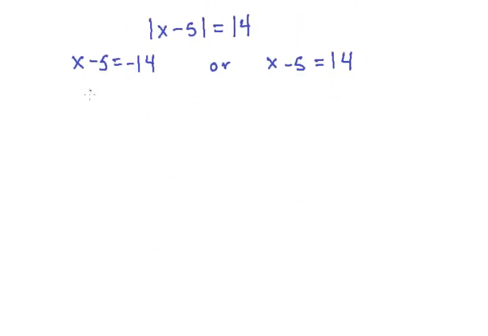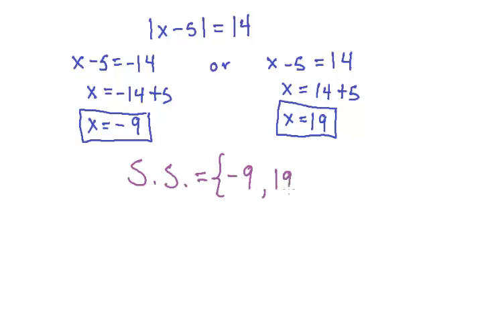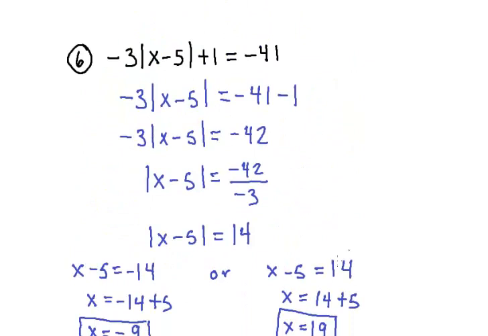We pass the 5 that is subtracting to the other side, adding, so it will be minus 14 plus 5. Minus 14 plus 5 is going to give us minus 9 as the first answer of the exercise. And the other answer of the exercise will be 14 plus 5. 14 plus 5 would give us 19 as an answer. So those will be the two answers of the exercise. We just write solution set equals, inside curly brackets, minus 9 and 19. That is how we solve absolute value equations.